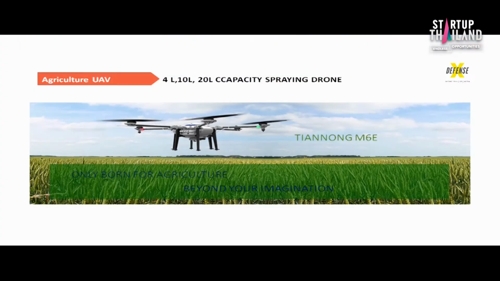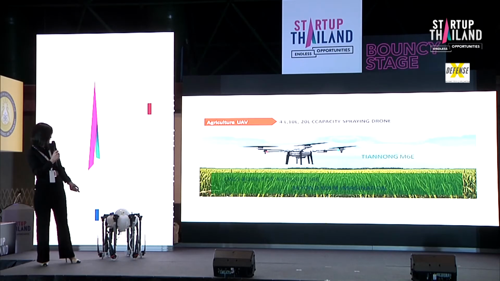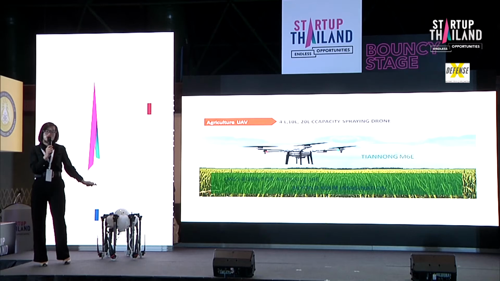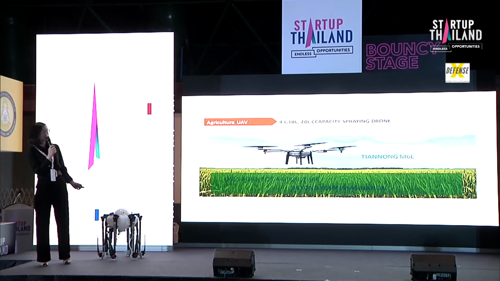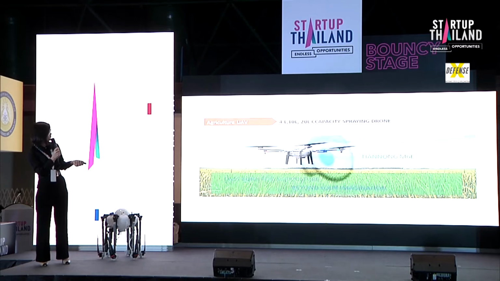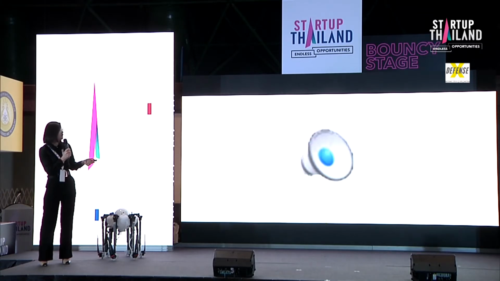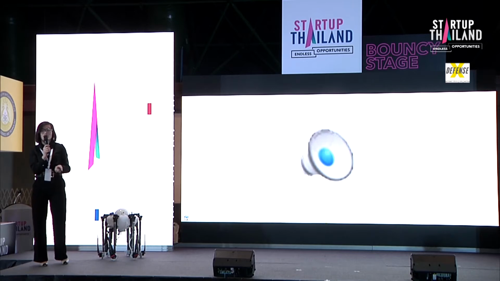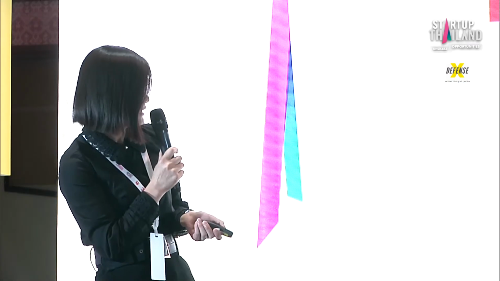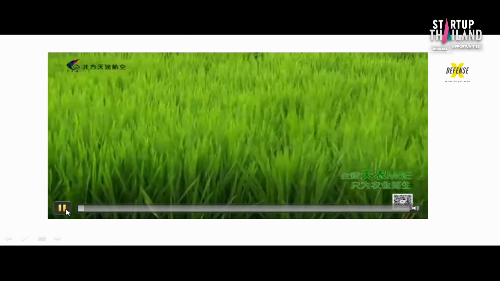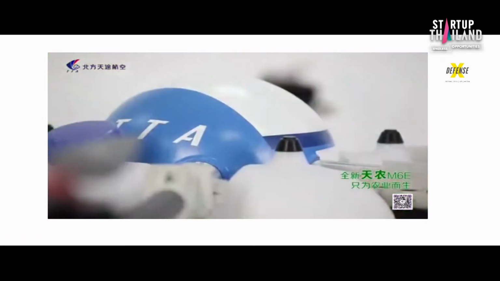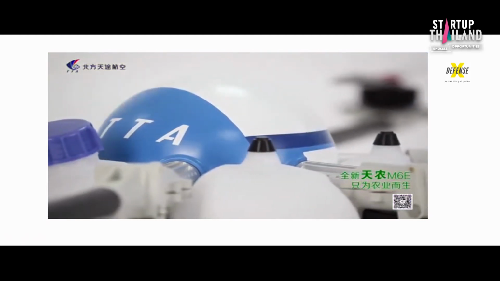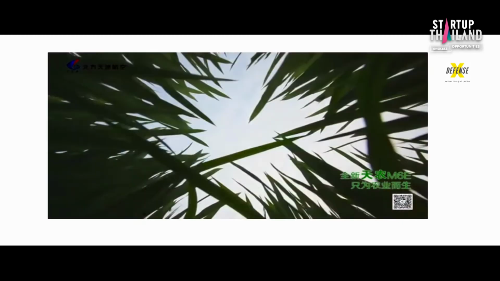Now I come to our agriculture drones. Here I bring samples from my company in Beijing. This is one of the actual spraying drones. We have 5 liter, 10 liter, and 20 liter capacity right now. Here is a simple video of our agriculture drones. This one we call the waterproof drone, used for spraying apple trees and rice farmland.